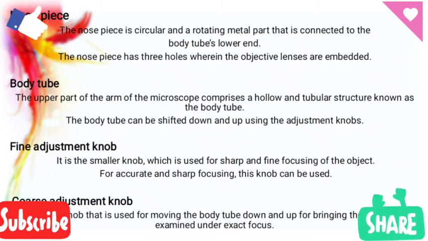Let's see about the knobs. The fine adjustment knob is a small knob which is used for getting sharp and fine focusing of the object. For accurate and sharp focusing, this knob can be used. Then the coarse adjustment knob. It is a large knob that is used for moving the body tube down and up to bring the object to be examined under exact focus.